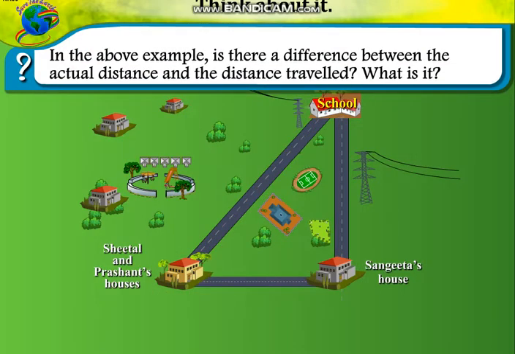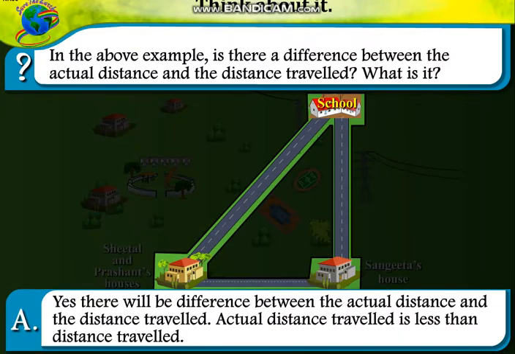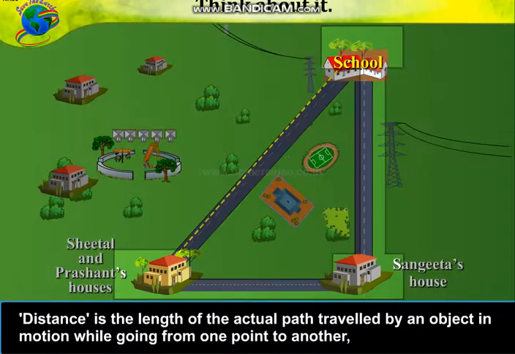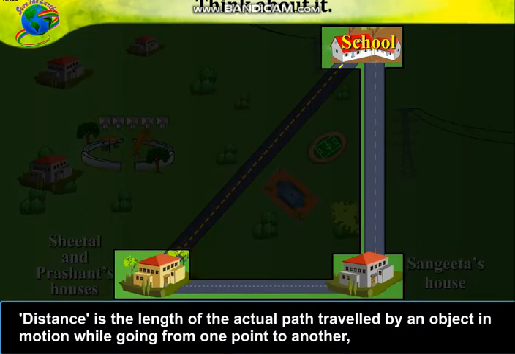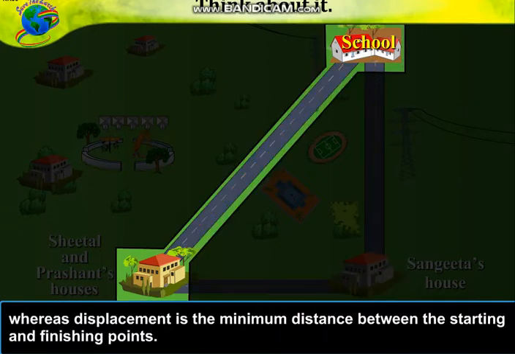In the above example, is there a difference between the actual distance and the distance travelled? What is it? Yes, there will be a difference. The displacement is less than the distance travelled. Distance is the length of the actual path travelled by an object in motion while going from one point to another, whereas displacement is the minimum distance between the starting and finishing points.